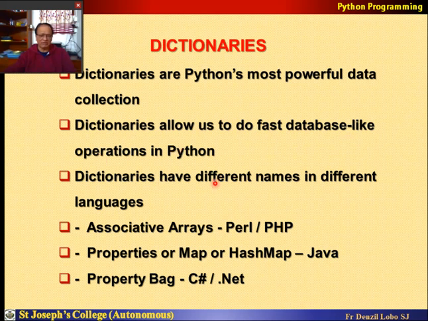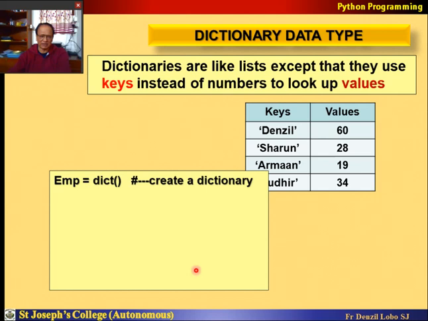Also, dictionaries have different names. Of course, you have come across the same concept in other languages like Perl and PHP, where you use associative arrays. In Java, you have map and hash map, etc. In C Sharp and .NET, you have property bag. So some languages have this type of data type, and it is very special for Python and very useful in processing data.